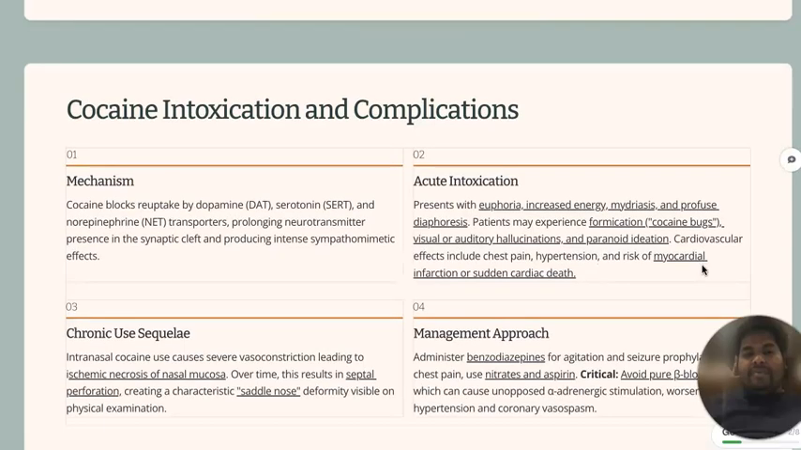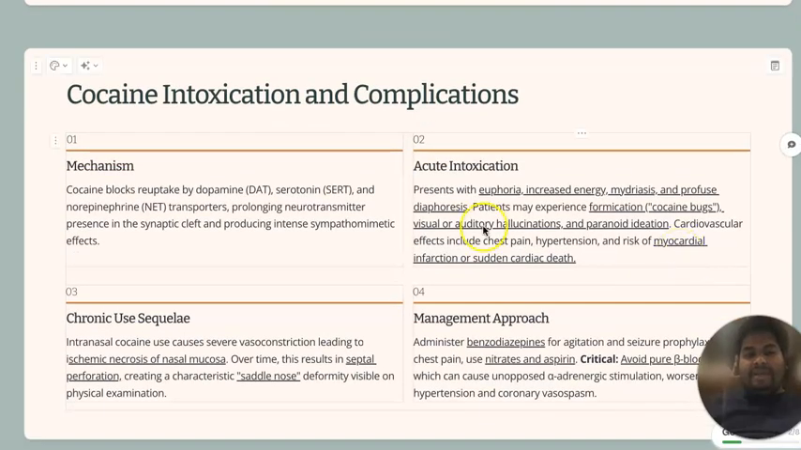Now we'll move to cocaine intoxication and complication. Cocaine, the mechanism is again similar. It blocks reuptake by dopamine transporter, serotonin transporter, and norepinephrine transporter. Just because of this, in the synaptic cleft there will be increased amount of dopamine, serotonin, and norepinephrine, and hence the stimulant action. So in cocaine, the patient will be having euphoria, increased energy, mydriasis, diaphoresis.